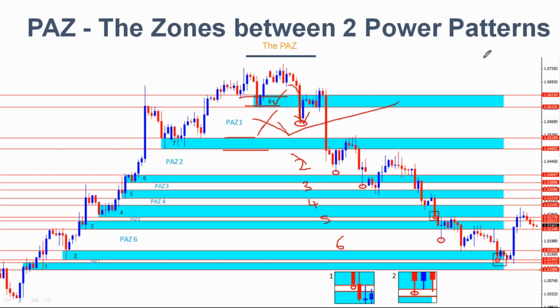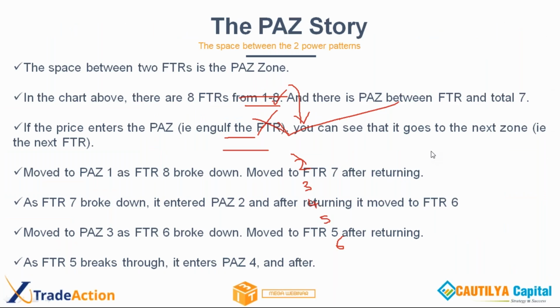How about this pattern in a sideways market? You will not even have a pattern. In a sideways market, where will you get FTRs? Do you get FTRs in a sideways market? Hari, tell me the answer. It is definitely head and shoulder pattern also. Arvind is telling, is it not head and shoulder pattern?